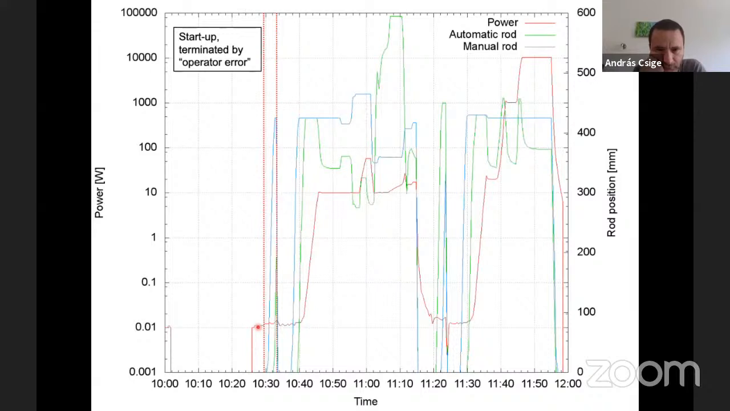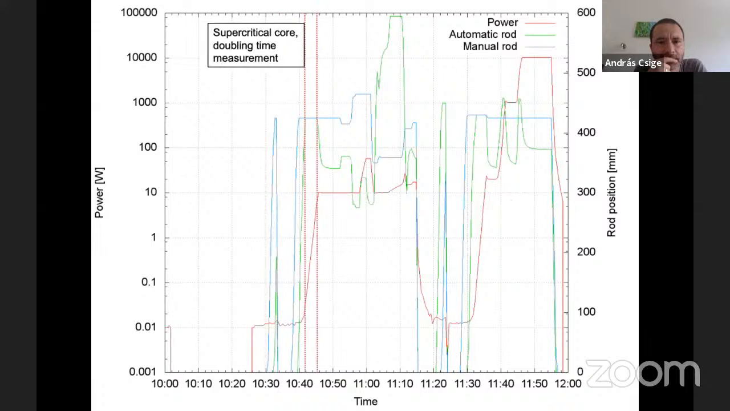Positions of the safety rods are not recorded. You only see when they pulled first the manual rod, blue line, then the automatic rod, green line. Here the operator made a mistake. He set the reactor power trip level incorrectly, and the reactor was shut down. The second try was successful.